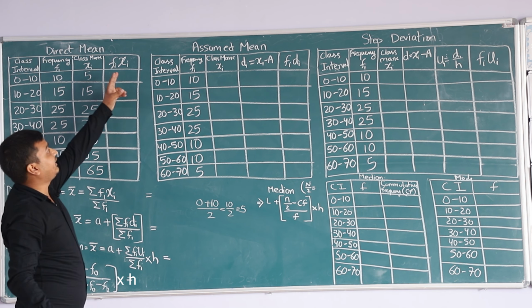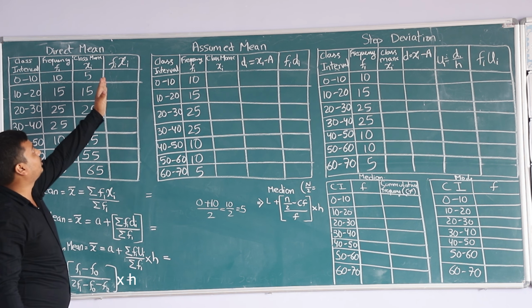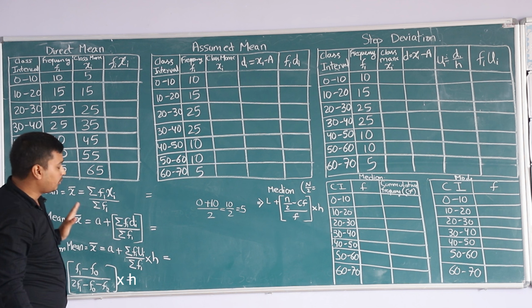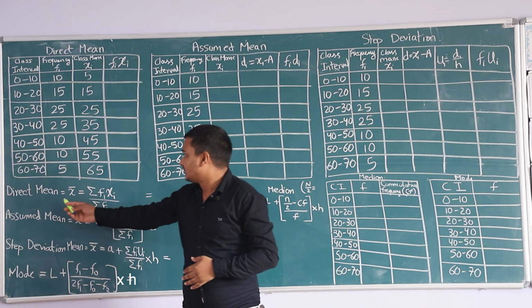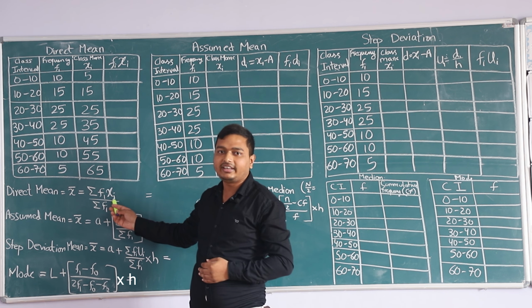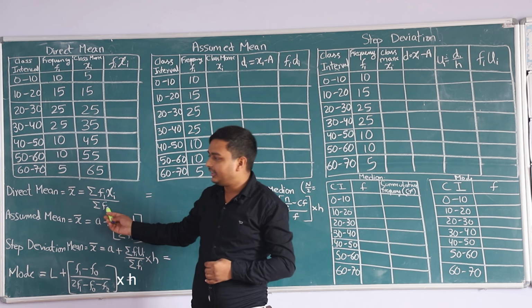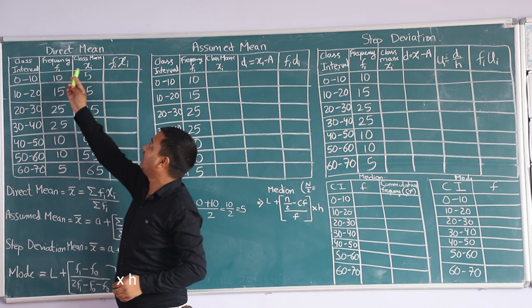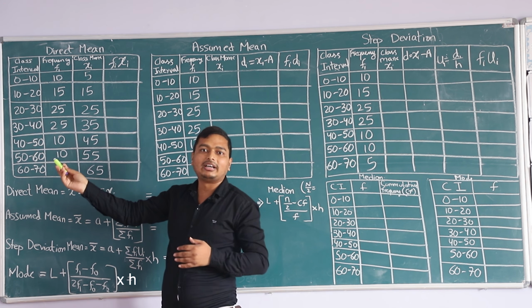Next, that is fi xi. Now, sir, why do we need to find fi xi? Because the formula of the direct mean method is x bar. It is represented by x bar. X bar, the formula is summation of fi xi divided by summation of fi. This formula I need to use. So fi xi means frequency and xi, that I am going to multiply first.